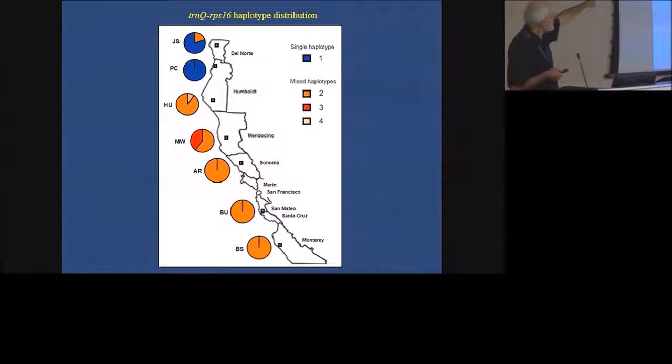Notice in both loci there are a couple of individuals. This pie chart represents 10 individuals, and there are 2 individuals in Jedediah Smith that do have a mixed sequence haplotype. So you see the mixed in the northern population, but you don't see the single haplotypes in the southern populations.